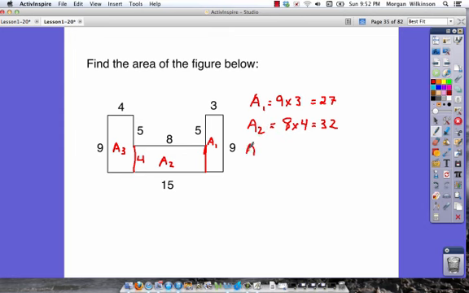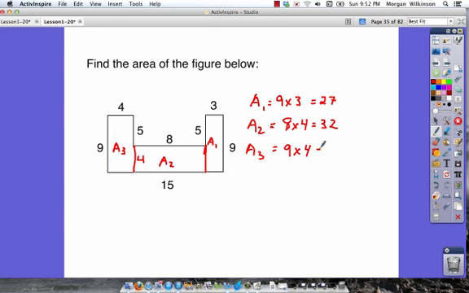Now, A3. We've got 9 as our length and 4 as our width. So 9 times 4 is equal to 36. Now we need to add them all together to find out what our total area is. 7 plus 2 is 9. 9 plus 6 is 15. Carry the 1. 1 plus 2 is 3, plus 3 more is 6, plus 3 more is 9.